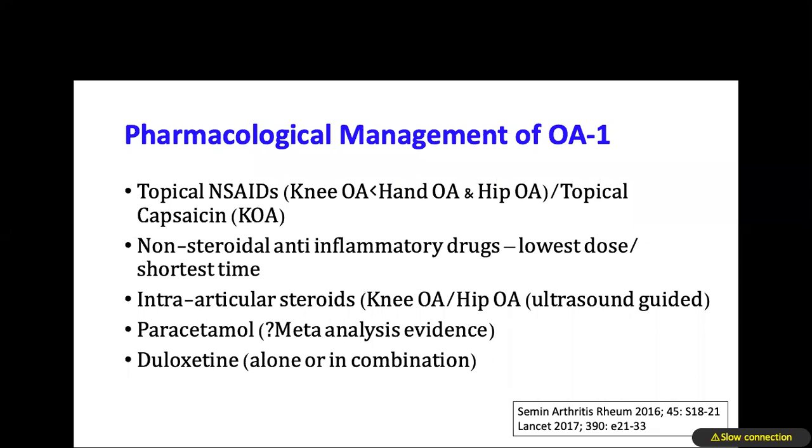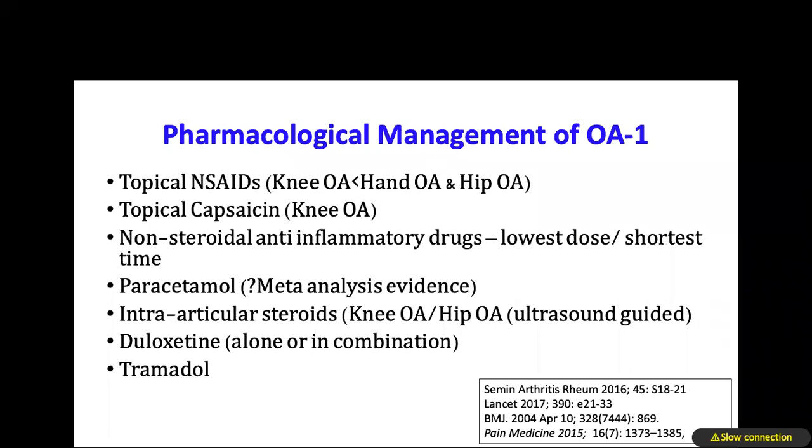There is a place for intra-articular steroids. Paracetamol may not be as good as it was shown earlier, right? So these are the kind of things.